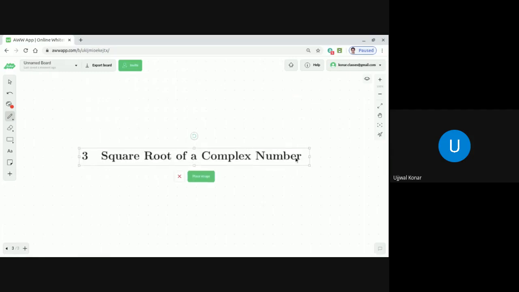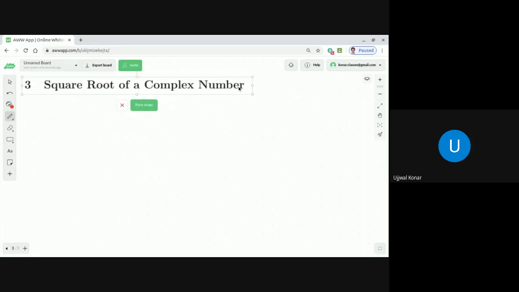Sometimes questions come from this particular topic: finding the square root of a complex number. We should know how to perform that. So we need to find the square root of a complex number. Suppose we take a complex number a plus ib, and we are going to find the square root of this complex number a plus ib.